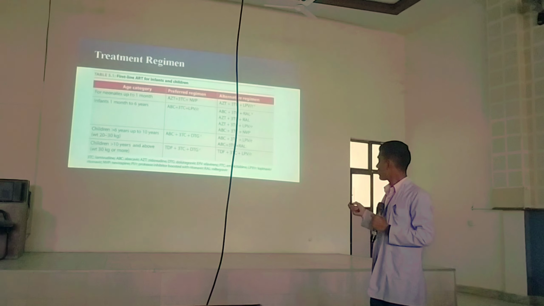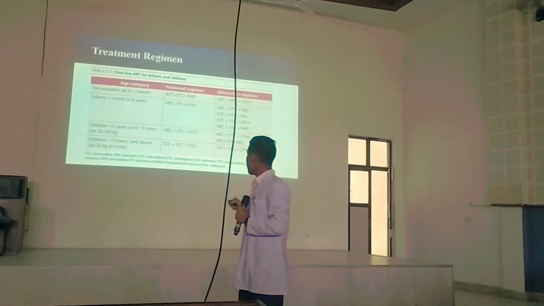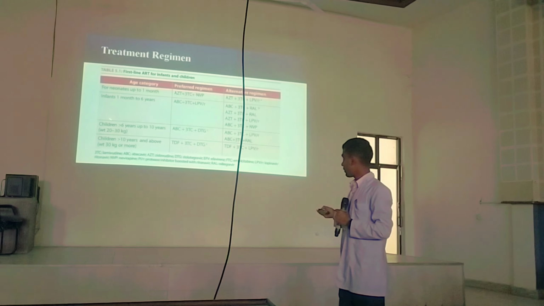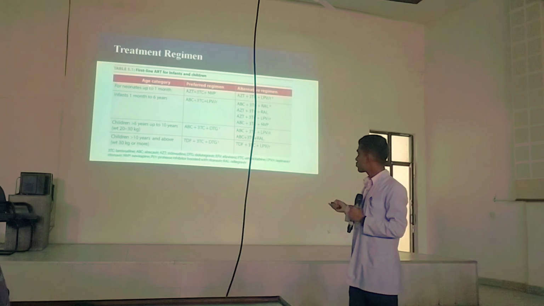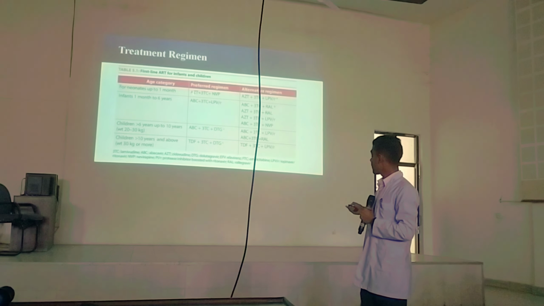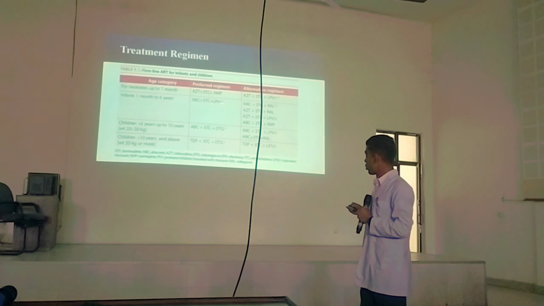This is the first regimen given in the guidelines, according to age group. For example, infants under 1 month of age, then 1 month to 6 years, 6 years to 10 years, and then after 10 years. In the list for under 1 month of age, we can use nevirapine, zidovudine and then lamivudine also. Then for 1 month to 6 years, abacavir, lamivudine, lopinavir.